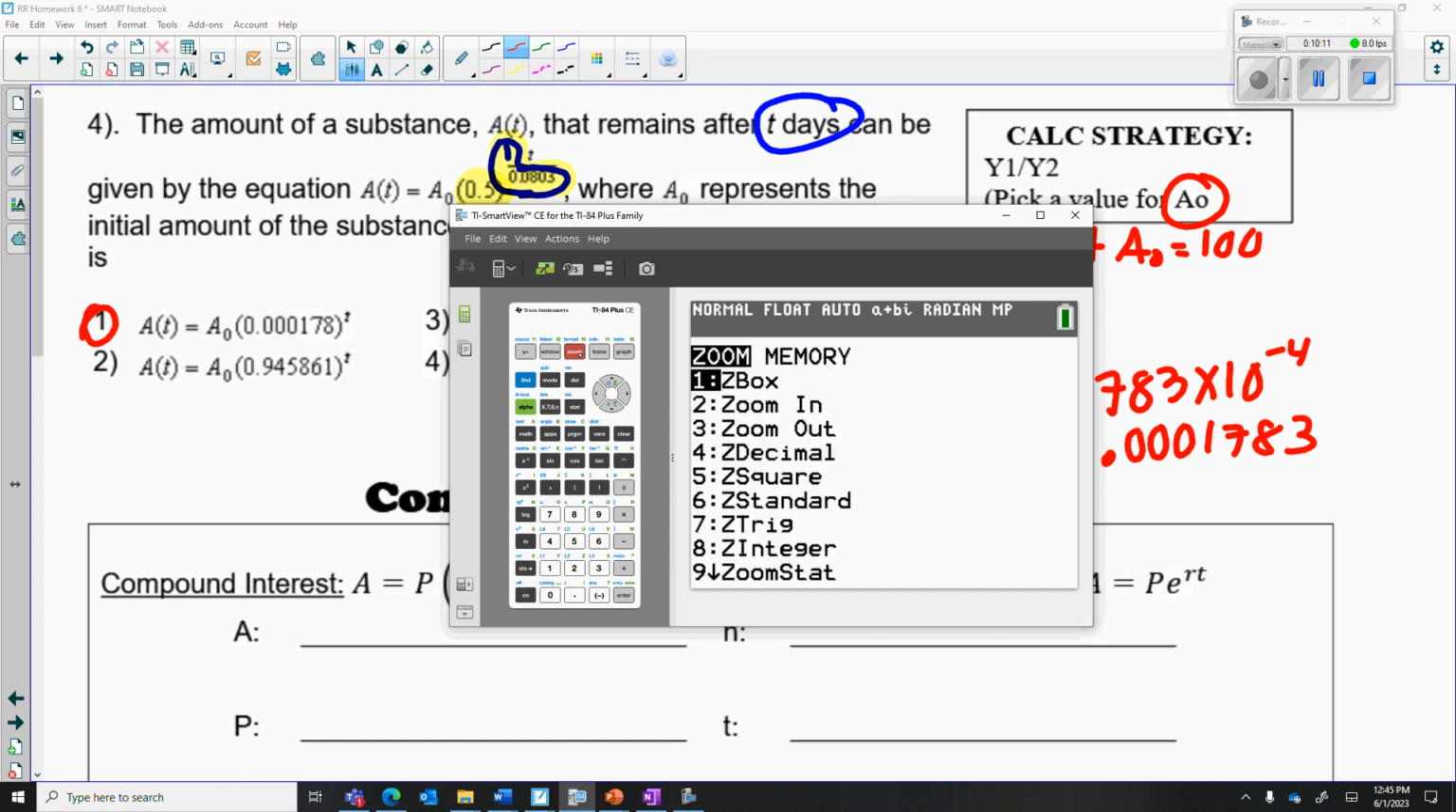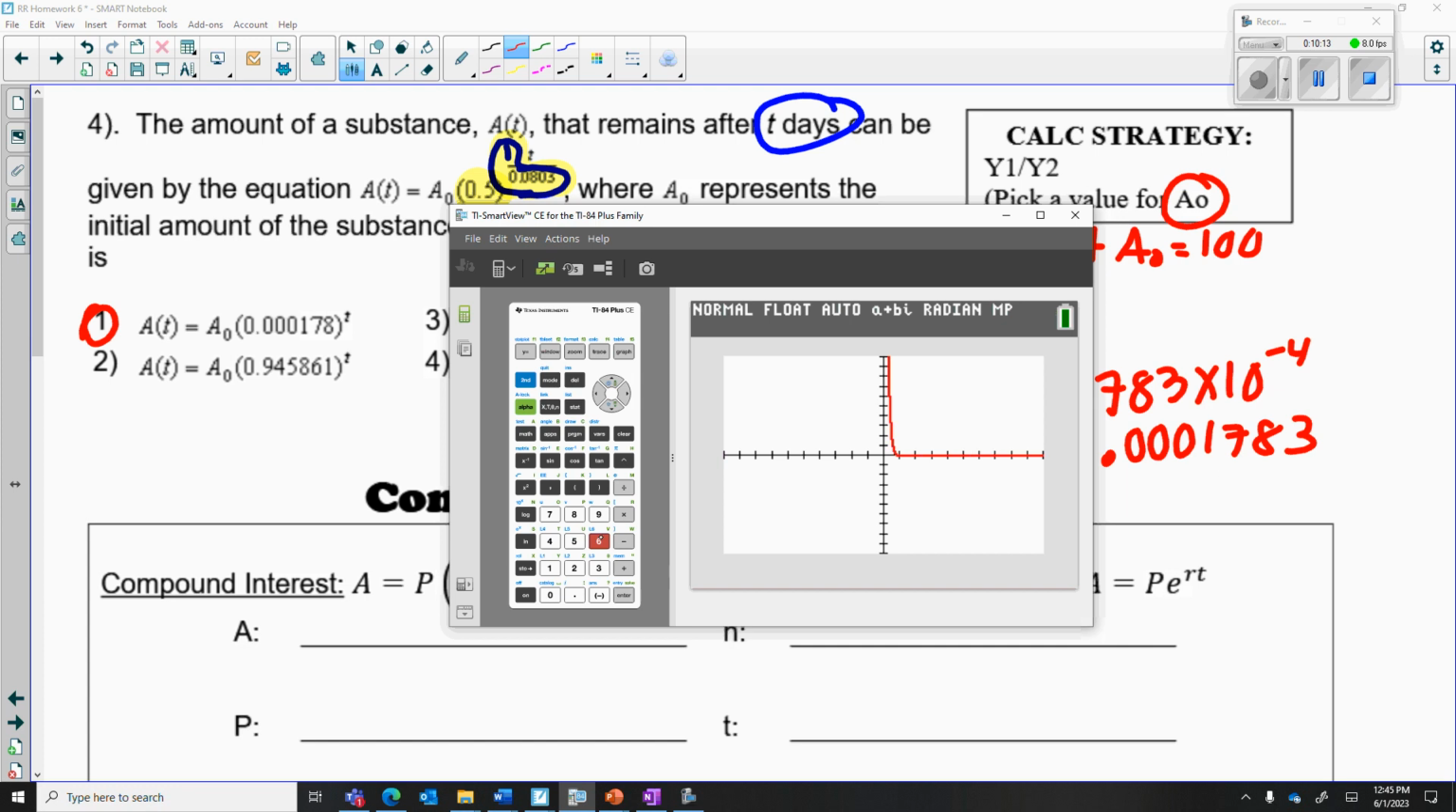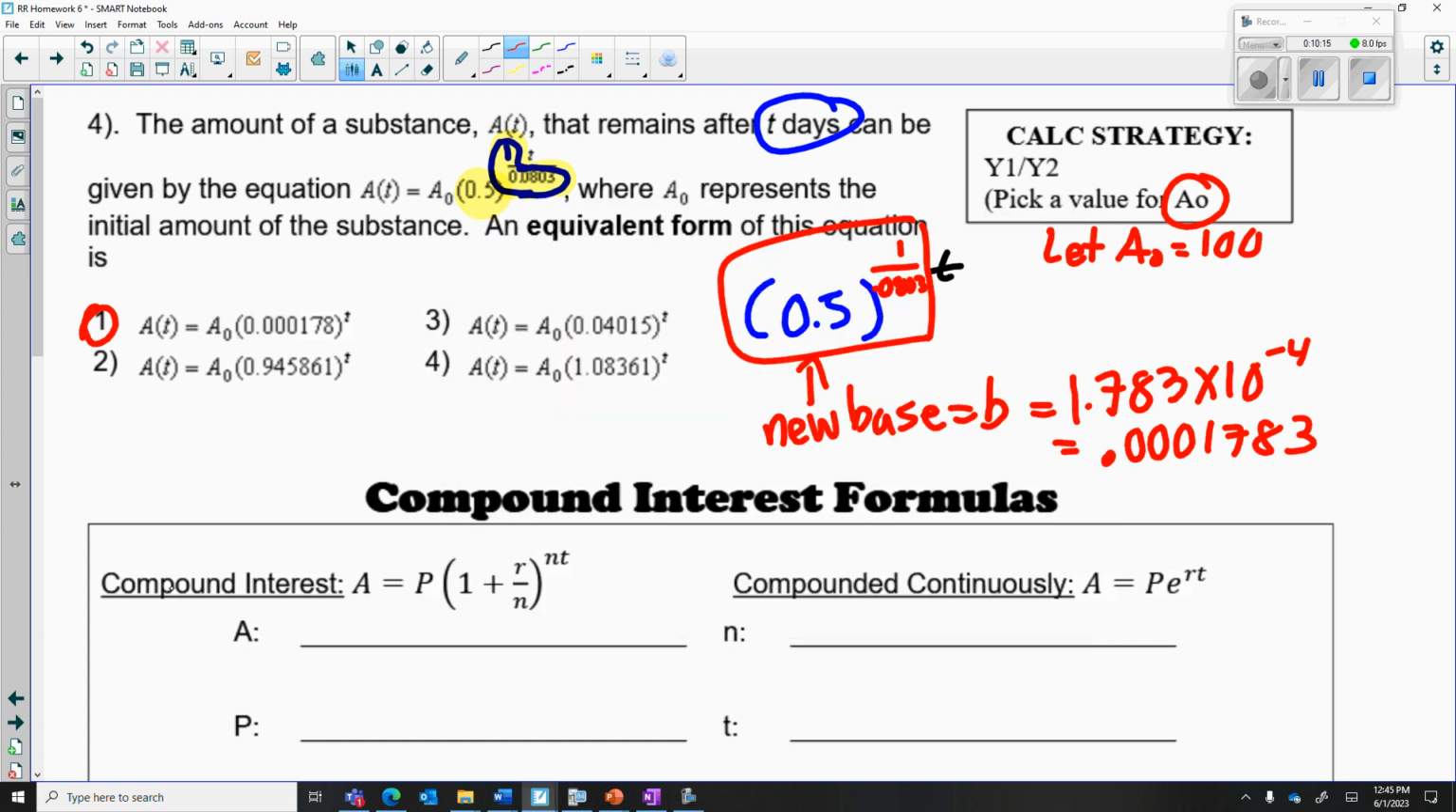And it might not be totally equal because I rounded a little bit, but you do see that it does graph on top of itself. So anytime you see the word equivalent, you can do the y1, y2 strategy.